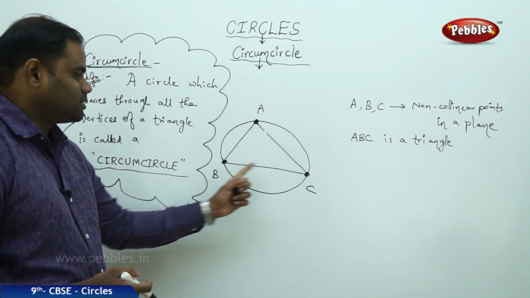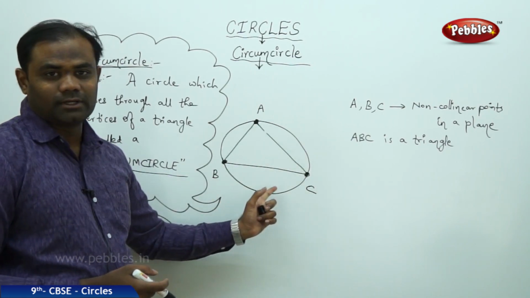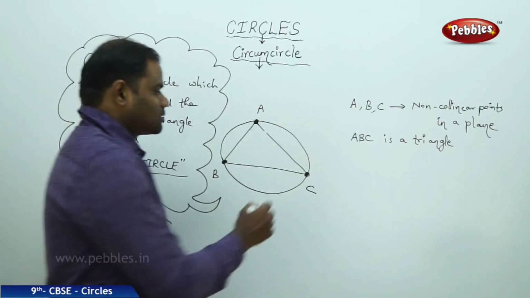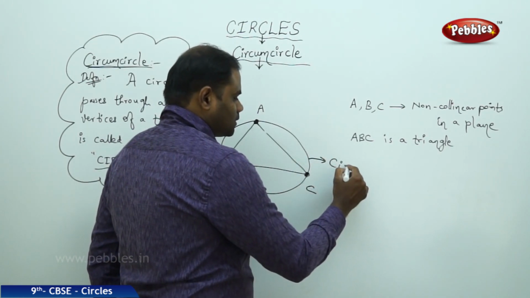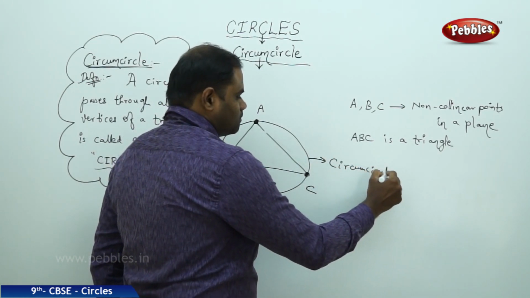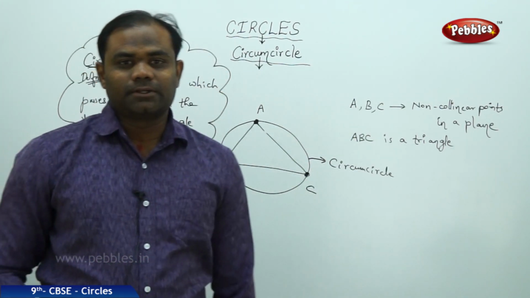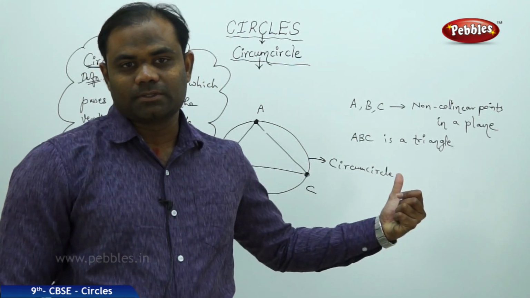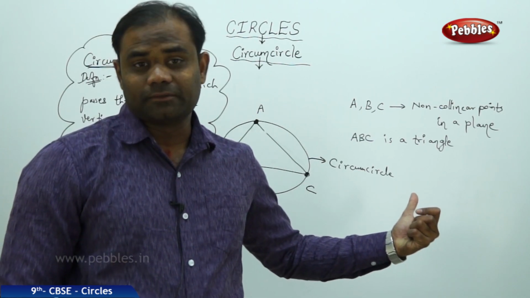Here is the triangle ABC and here is the circle passing through the vertices A, B and C, and this is called the circumcircle, connecting the triangle with the circle properties. Circumcircle connected with triangle. Now that we have discussed the circumcircle being a circle which passes through all three vertices of the triangle, now comes the understanding of the circumcenter. Circumcenter is the topic of the session.